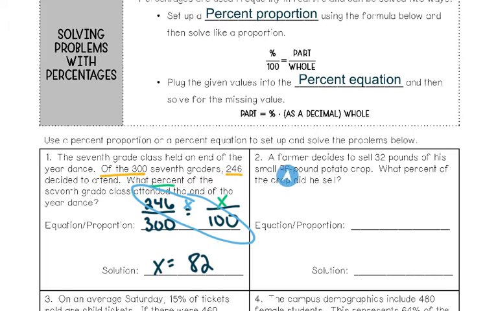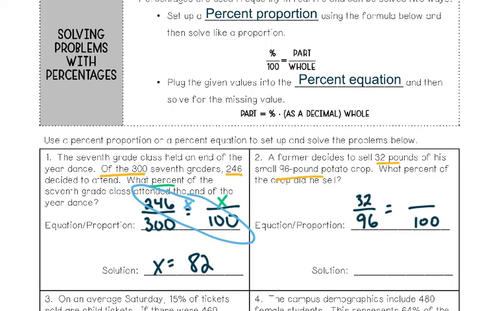So number 2 says a farmer decides to sell 32 pounds of his small 96-pound potato crop. What percent of the crop did he sell? So let's start with what we know. We know we have a part out of a whole, just like here in this formula. We have 32 pounds out of the 96. So we can write that ratio below. 32 out of 96. Normally we would label, but since they're the same units, I'm just not going to for this one. We also know that we need this to equal a new fraction because this is a proportional relationship. And it's going to be out of 100 because percent means out of 100.